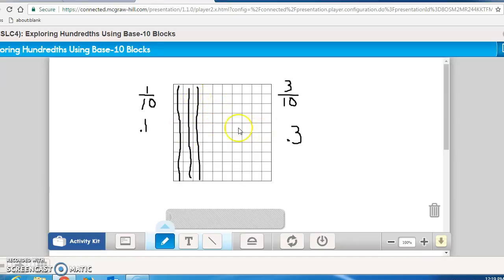And the same continues. If I would cover up 6 longs of this grid, what fraction would I be covering up? 6 out of 10 longs would cover it. How would I write that as a decimal? 0.6 for 6/10.